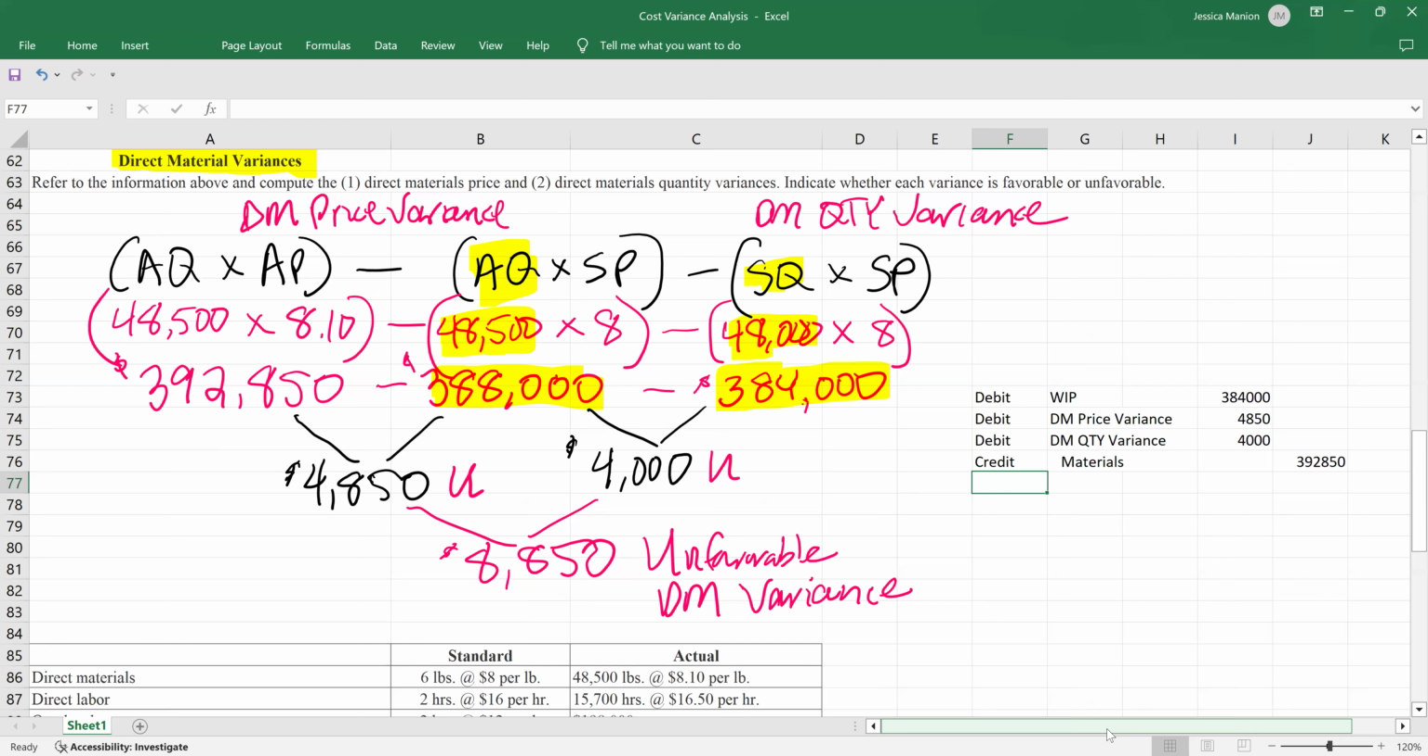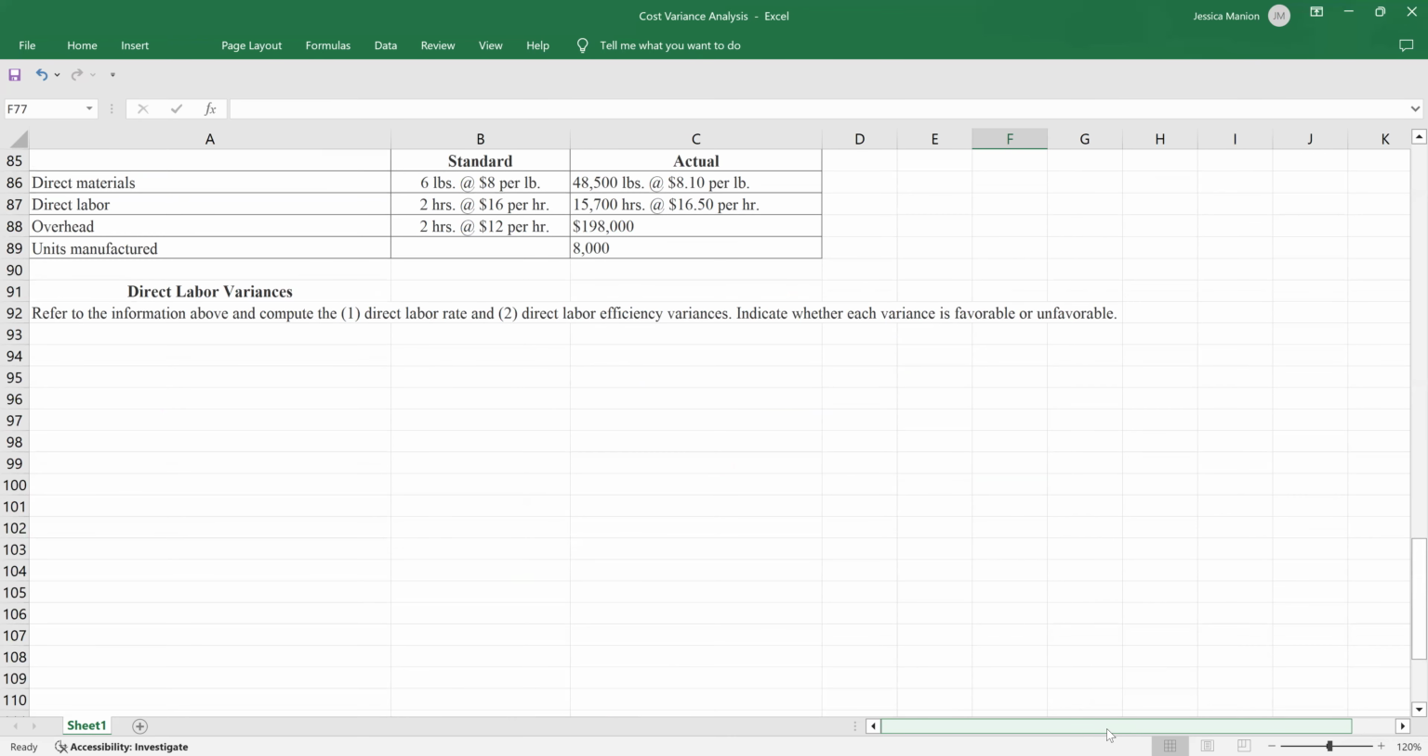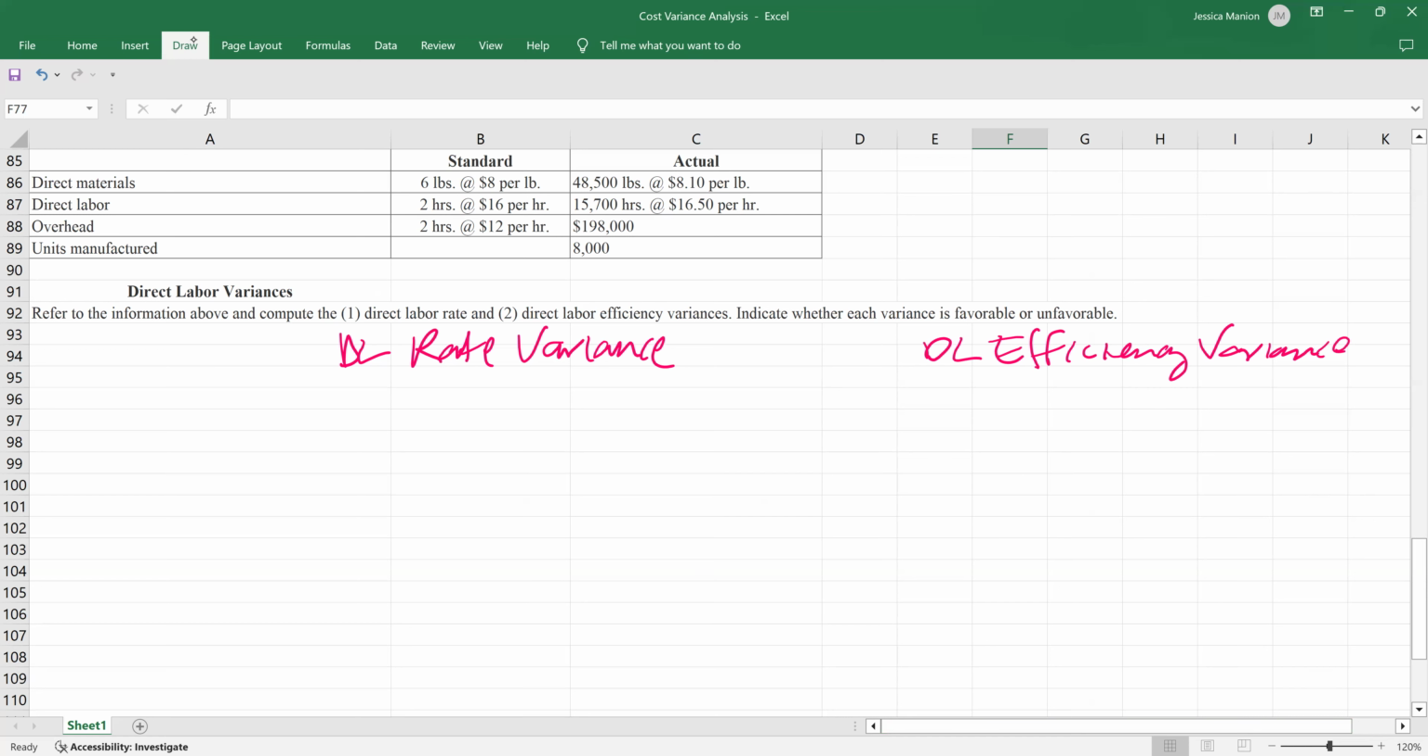Not too bad. All right, let's do one more of these. And again, we just saw this one. We're taking the same information, same company, but now we're going to plug in the labor, calculate those labor variances. So again, that formula, we're going to have a direct labor rate variance. We're going to have a direct labor efficiency variance.